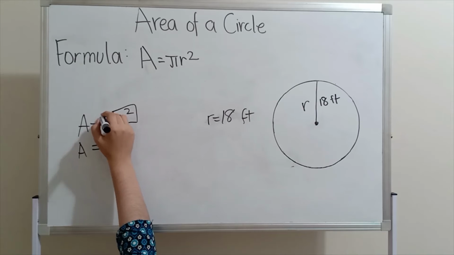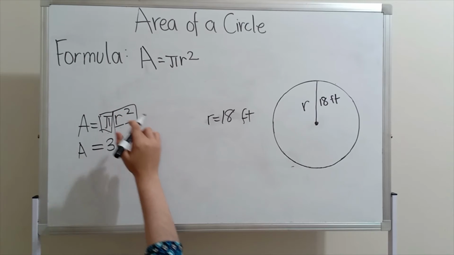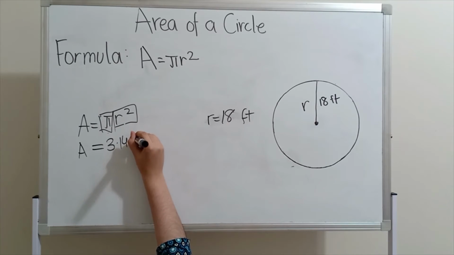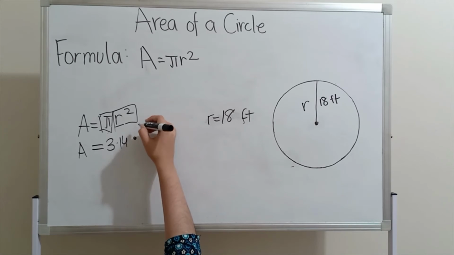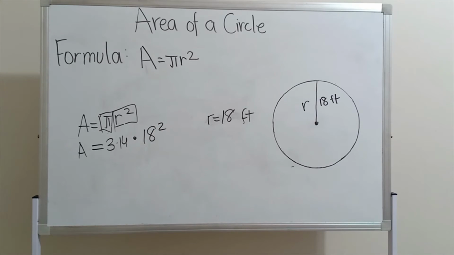So this to r squared. So we are not adding, dividing, or subtracting. We are going to be multiplying, since these variables are written right next to each other without any sign between them. We know that it is going to be multiplication. 3.14 times r squared. We will have r, which is 18 squared. So now we have substituted the formula, and it is now easier for us to complete the problem.